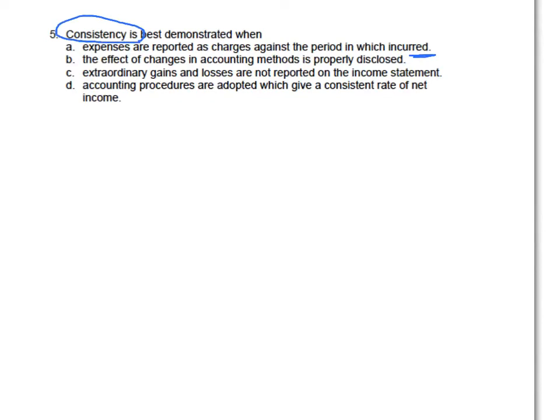And D says accounting procedures are adopted which give a consistent rate of return. Now there's a bias because maybe the business doesn't have a consistent rate of return. I think the best answer here is going to be B, the effect of changes in accounting methods is properly disclosed. Moving on.